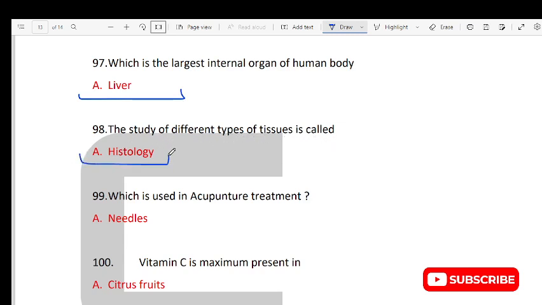Question 98. The study of different types of tissues is called? Answer: histology. Question 99. Which is used in acupuncture treatment? Answer: needles. Question number 100 and the last question. Vitamin C is maximum present in? Answer: citrus fruits. Friends, these were the top 100 biology previous year questions.